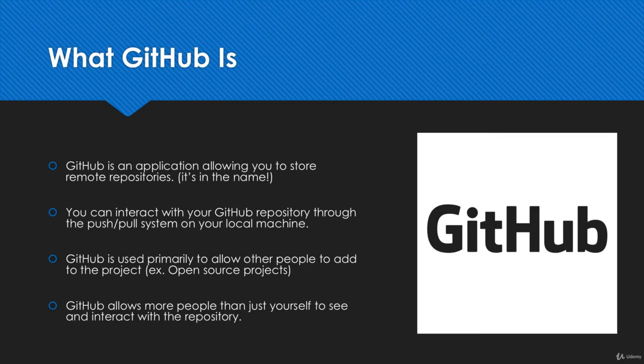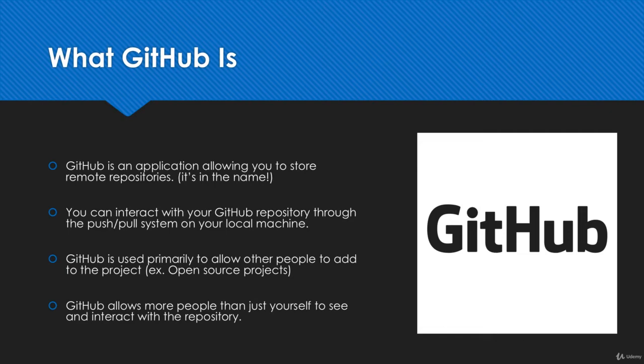So GitHub basically gives you some server space to store your repositories remotely. You can see I put a little comment there. It's in the name. It's called GitHub, a hub for Git, pretty much. I'm sure you understand. You can interact with this through your local machine through the push-pull system. I'm going to be referring to this a lot until we get to it, but just think of it as a way to get information from your GitHub repository and give information to your GitHub repository. We're just going to use this push and pull system to interact with it.